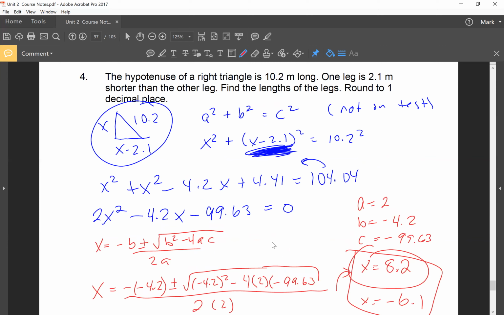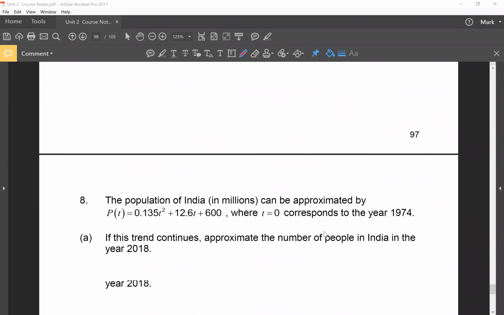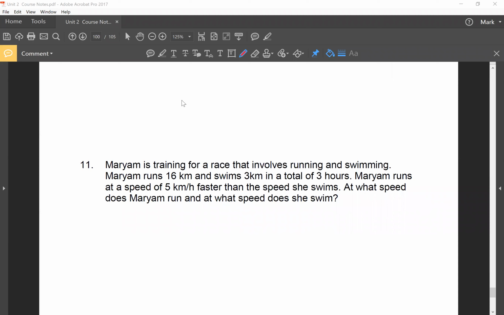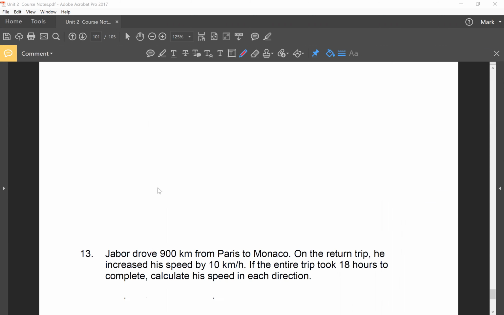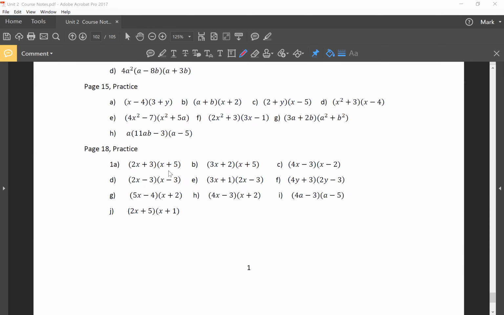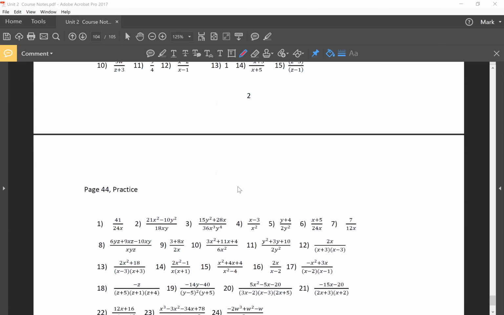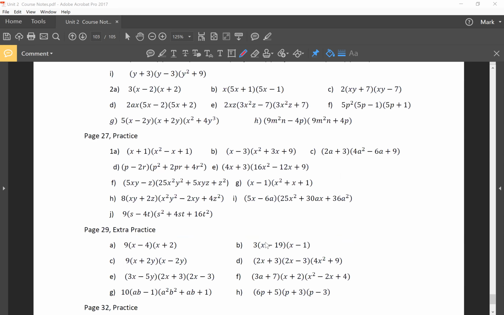All right, any questions about this? Okay, let's move on. There's lots of practice problems here. You can see some answers. That's it for Unit 2. Amazing. Wow. We finished Unit 2.